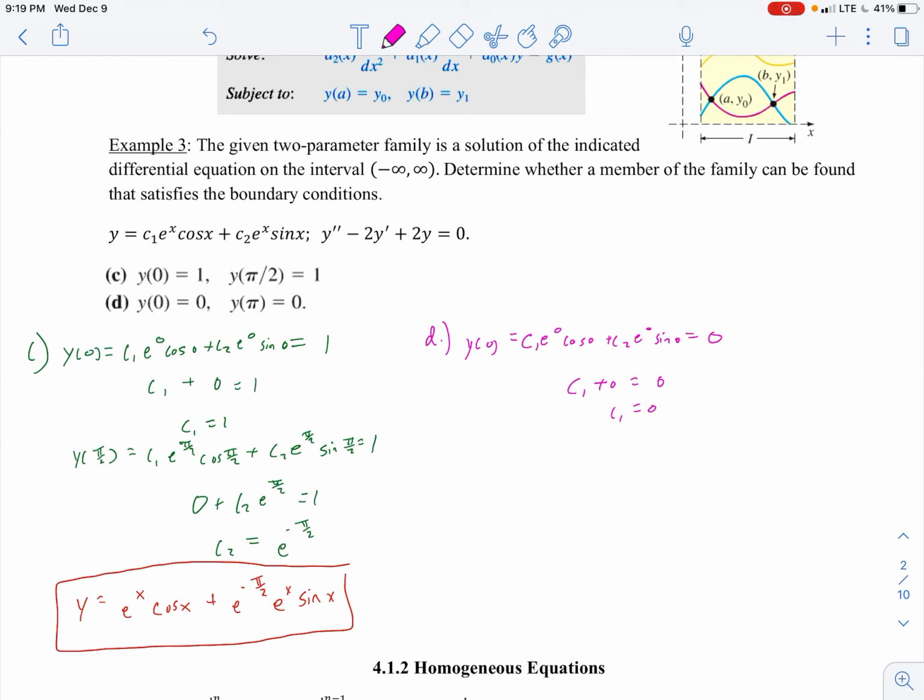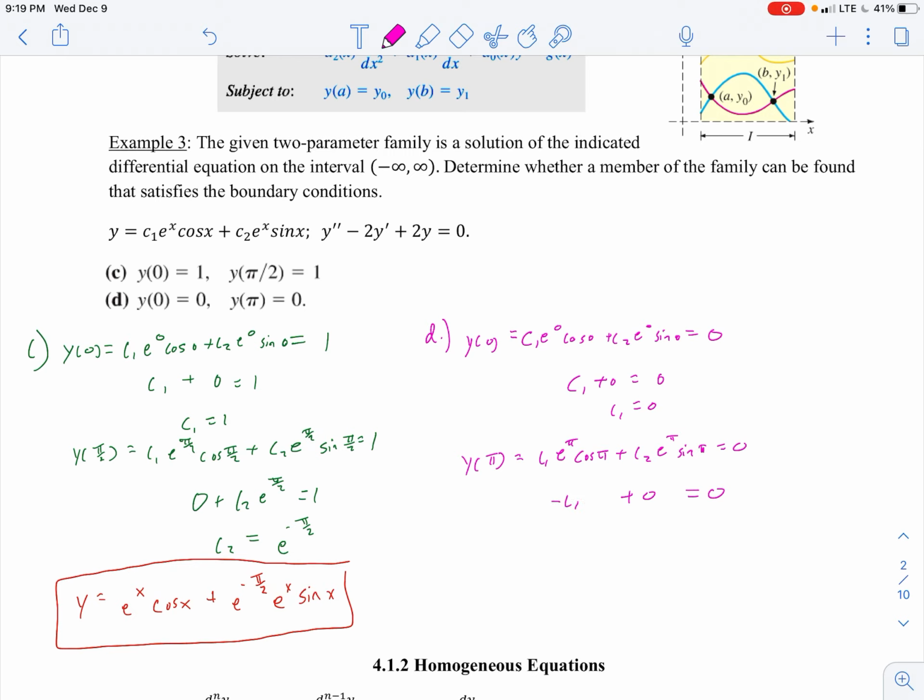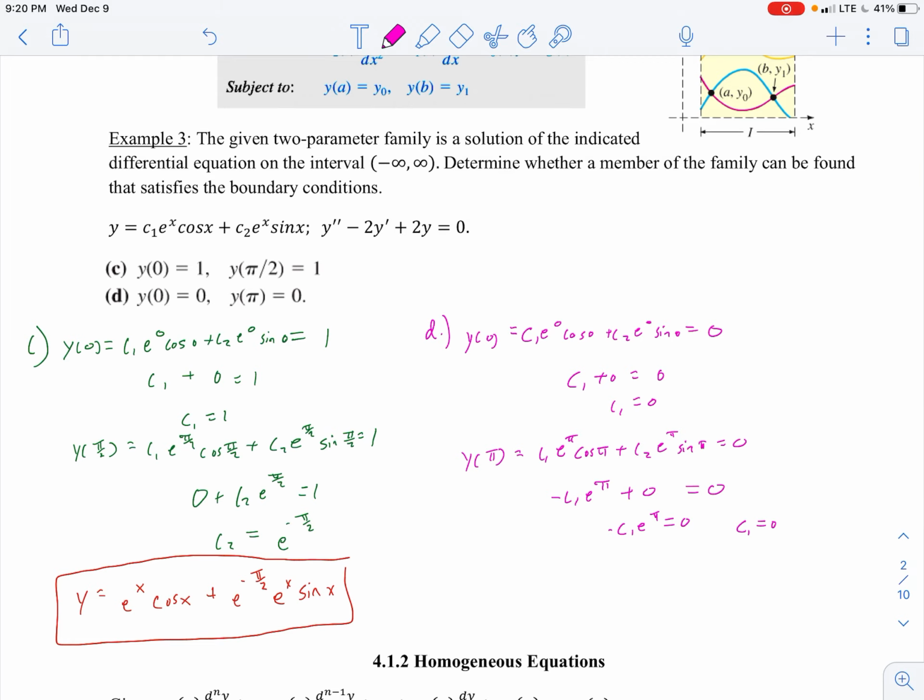All right, now let's do our next part. y of pi. So plug that in. c sub 1 e to the pi cosine pi plus c sub 2 e to the pi sine pi. Well, sine of pi is 0. And then cosine of pi is negative 1. So we have negative c sub 1 e to the pi. But if negative c sub 1 e to the pi is equal to 0, then c sub 1, again, equals 0.